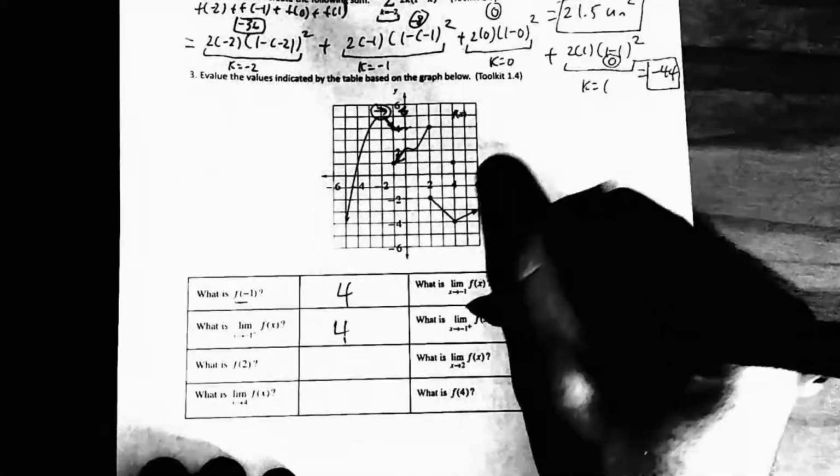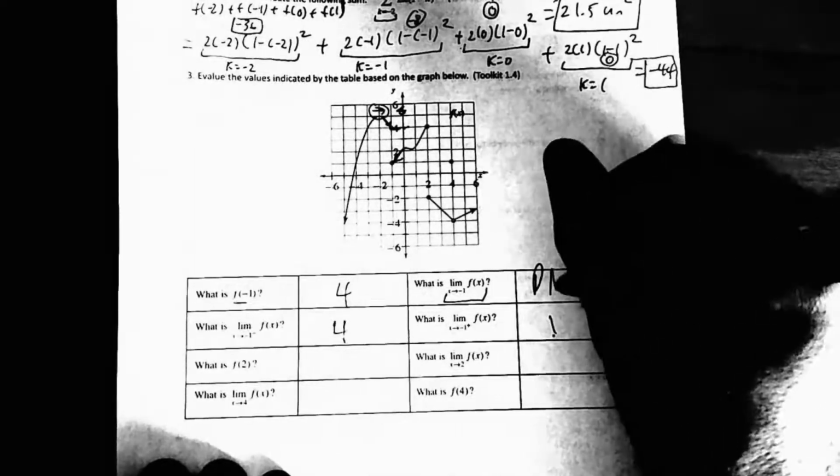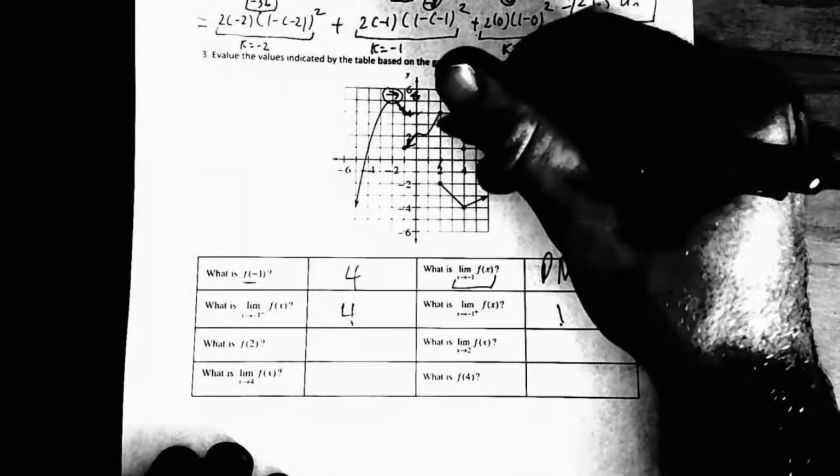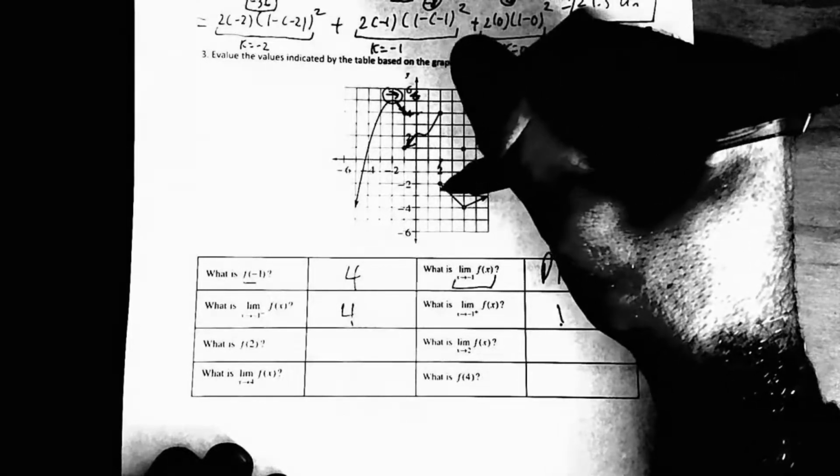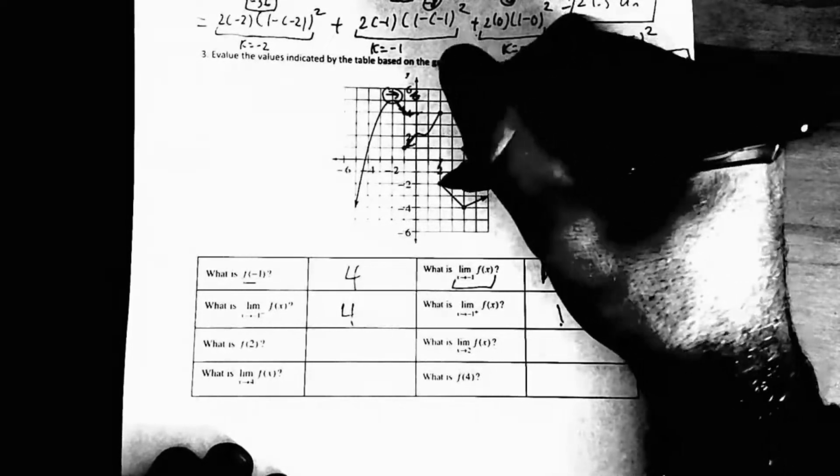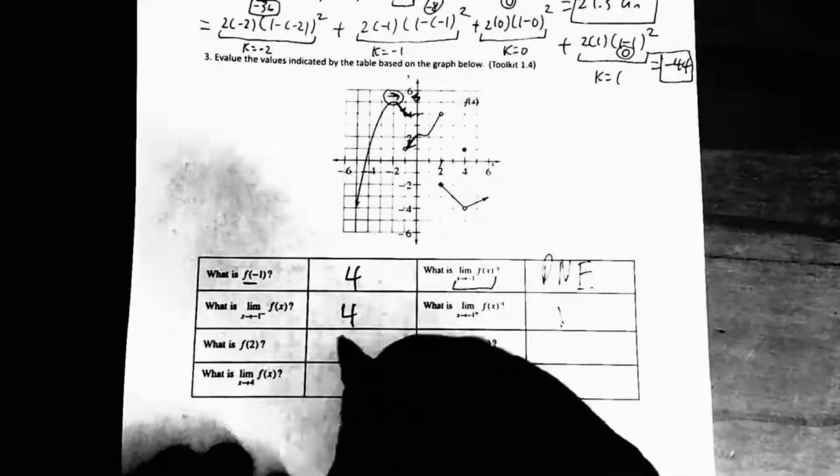So the limit overall, remember this is the overall limit from both sides. Because this is 1 and because this is 4, the limits are different. The limit does not exist. DNE, does not exist. F of 2. When I plug in 2, what value do I get? See, it's open up here. Kind of hard to see, but that's open. This is closed. I want the closed value. That's what my function equals. So when I plug in 2, I get negative 2.